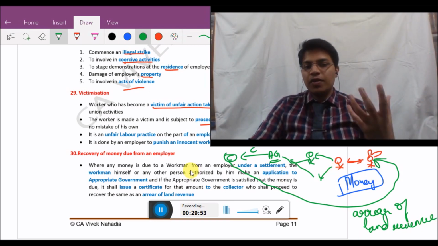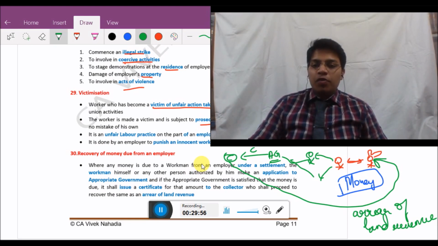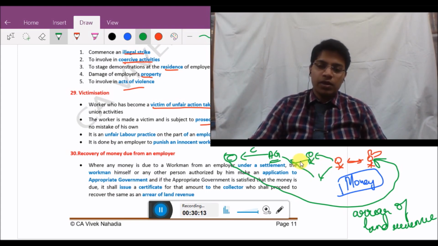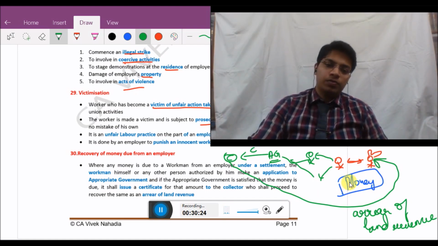So what is the recovery of money due from employer? There was a settlement between the employee and the employer, and as per that settlement, money was due to the employee. The employee himself or somebody authorized by him, either of them can go to the appropriate government along with this settlement. If the appropriate government is satisfied, it issues a certificate to the collector, and the collector will recover this amount from the employer, like an arrear of land revenue. Simple.